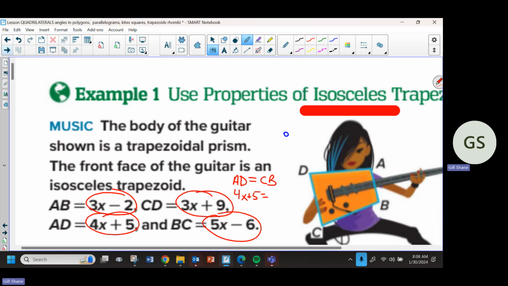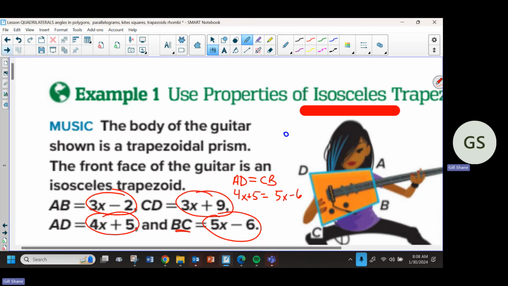Oh, actually, I was like, where is it? Oh, they actually wrote it as BC. So same thing, you can flip the letters. So CB or BC is the way they wrote it. 5x subtract 6. If you can say it in words, AD is the same length as CB.